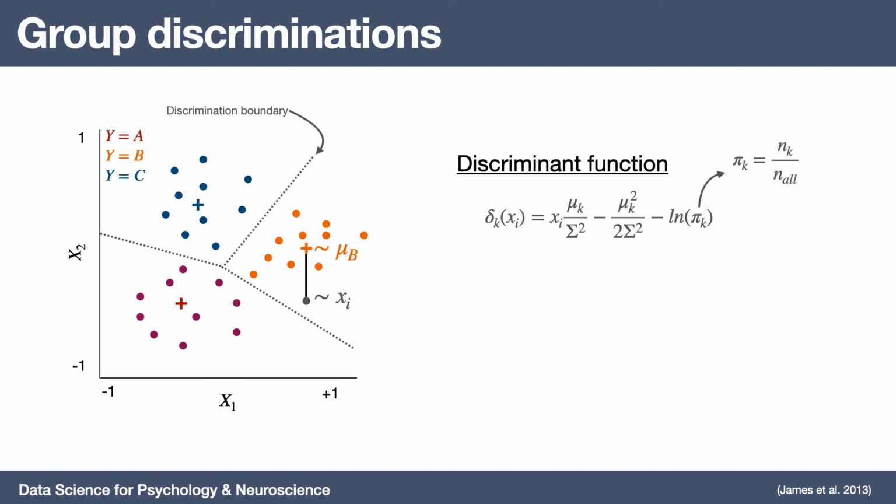And really what that's telling me is how close this dot is to this mean compared to this mean and this mean. As this discrimination function increases for a particular distribution and a particular observation, it means that observation is most likely to arise from that distribution. This is how LDA works. It tries to calculate this discriminant function for every observation and then assign it to the group that it's closest to.